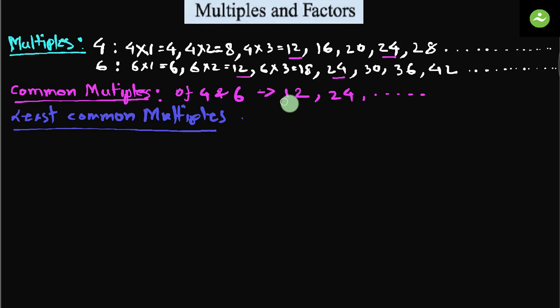So 12 is the smallest common multiple of 4 and 6. I say again, 12 is the smallest common multiple of 4 and 6. So the least common multiple of 4 and 6 is 12. Next we learn factors.